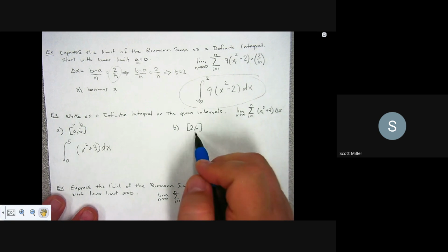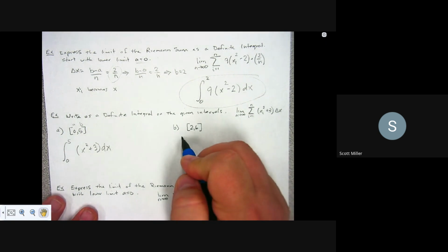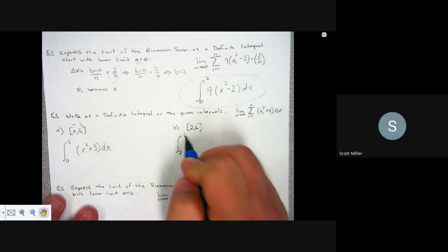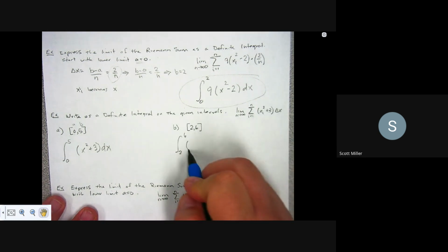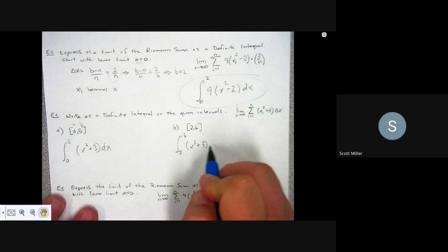And then from this one over here, we're going to do the same thing. This time we're integrating from 2 to 6. And nothing else changes from this part of it. So we get, again, x squared plus 3 dx.